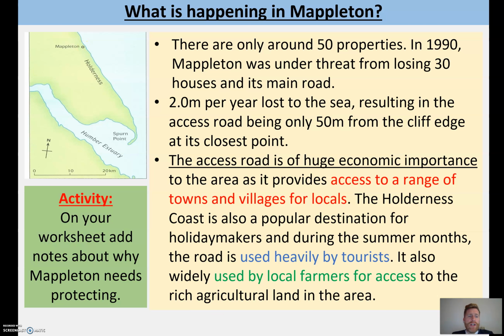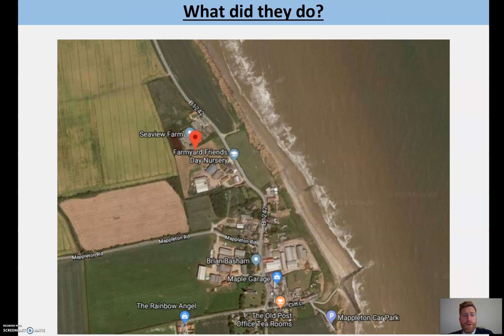So on your worksheet now, if you press pause in a moment, can you please add notes about why Mappleton needed protecting? So what were the reasons why they decided that Mappleton was special and needed protecting? Press pause now. Okay, so hopefully you filled that part of the worksheet in. We're now going to move on to the next bit.